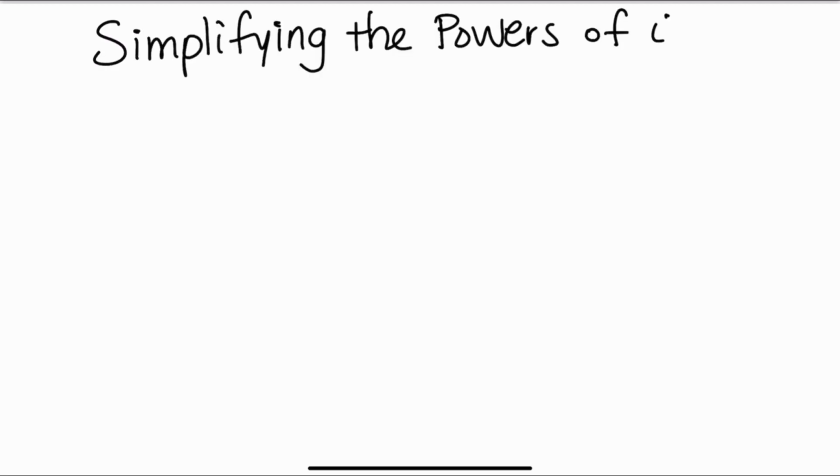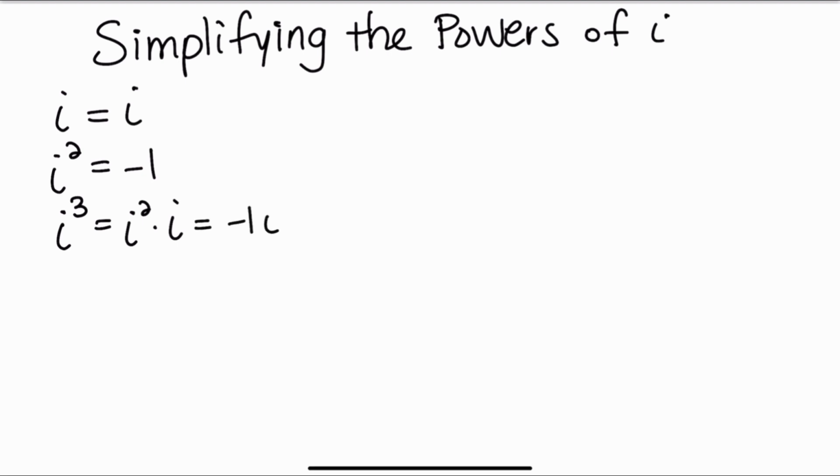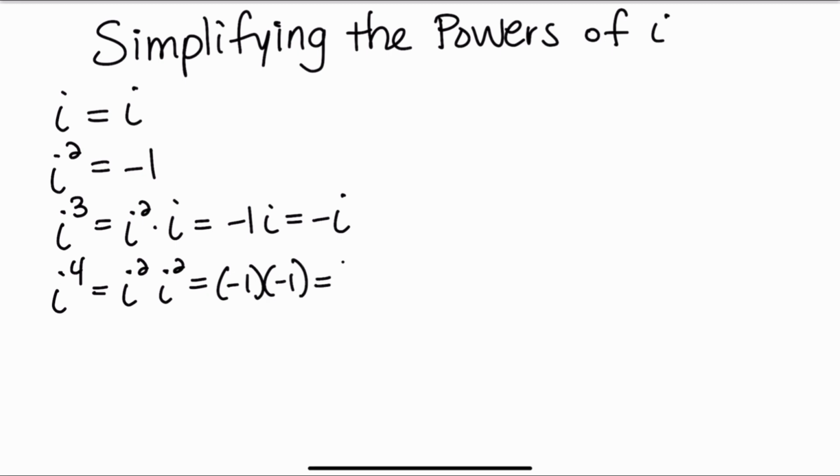Last but not least, we're going to talk about simplifying the powers of i. The powers of i repeat themselves every 4. i is, of course, just i. i to the second power is negative 1. i to the third power is really i squared times i, which is negative 1 times i, which is negative i. i to the fourth power can be broken up i squared times i squared, which is negative 1 times negative 1, which is 1.